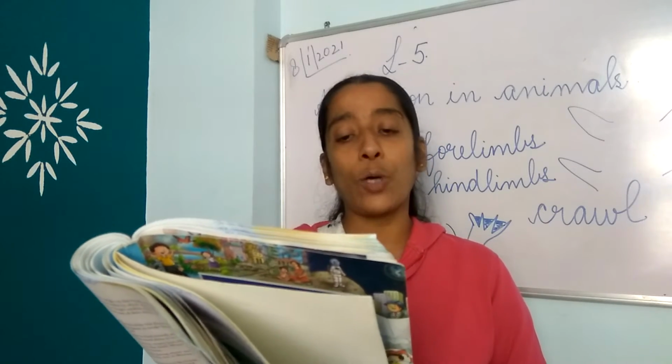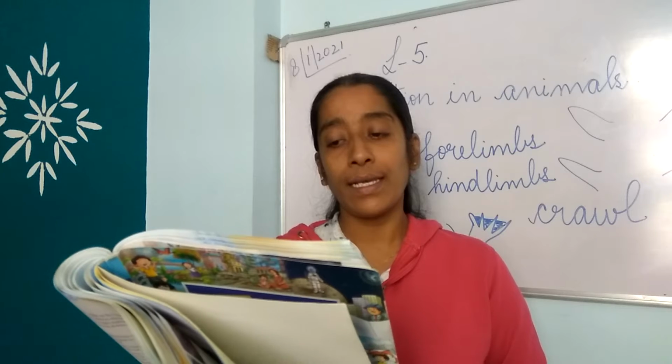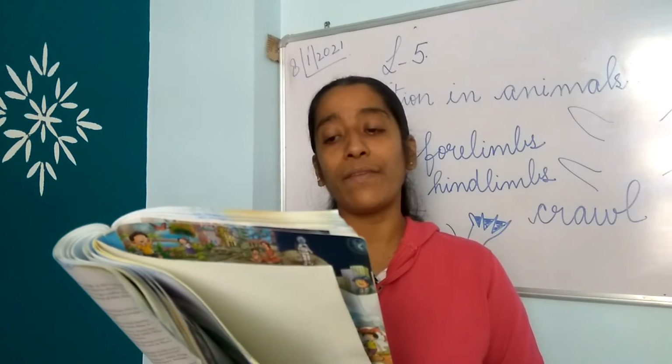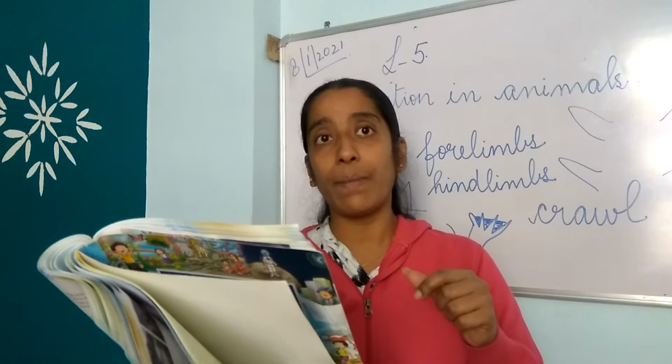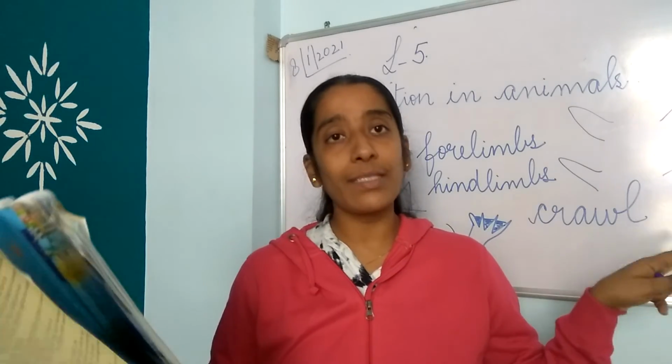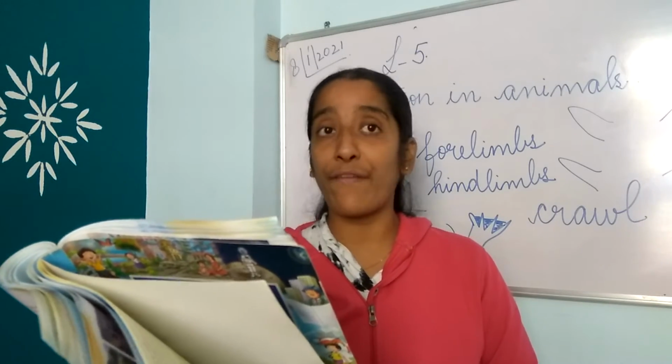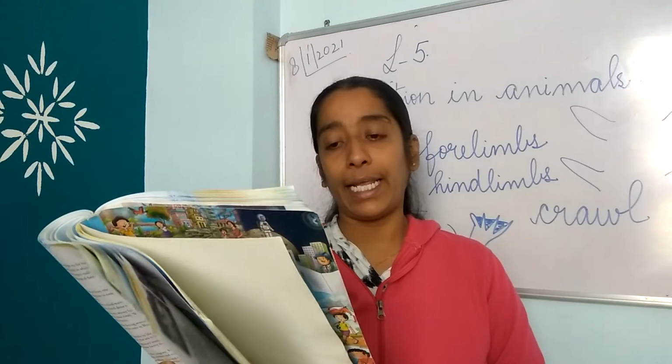Butterflies, bees and houseflies, they have wings, and their wings are not like the wings of the birds. If you see the butterflies, उनके पास wings होते हैं, but वो birds के जैसे नहीं होते हैं. The wings are very thin and delicate.